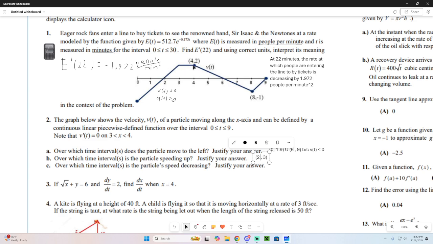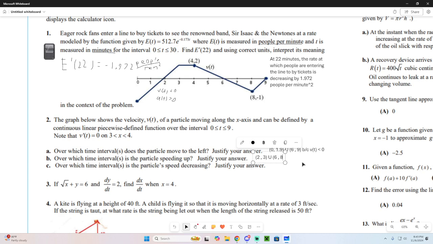So from 4 to 6, we can see the velocity is positive, it's above the x-axis, but the slope is negative, which means the acceleration is negative, so the particle is actually slowing down there. And then from 6 to 8, the velocity is negative because it's under the x-axis, and the slope is also negative, which means the velocity and acceleration are both negative, so that's a good answer too. Union 6 to 8.